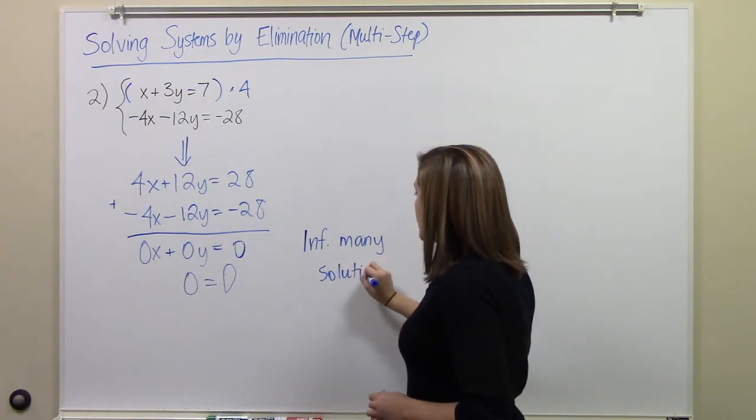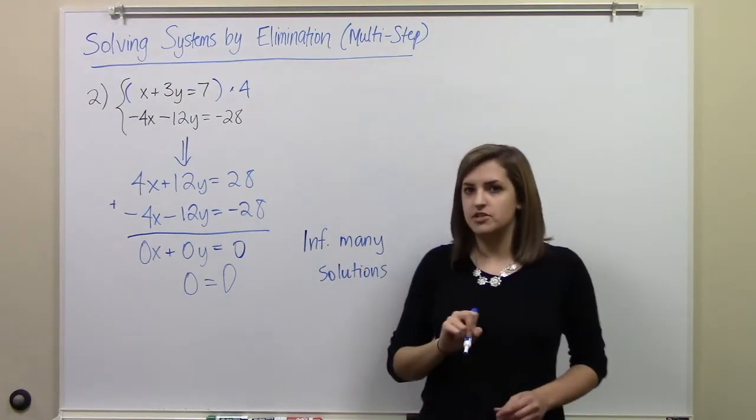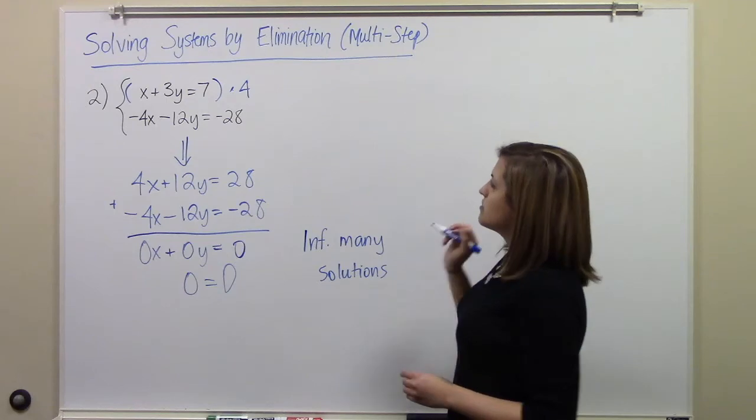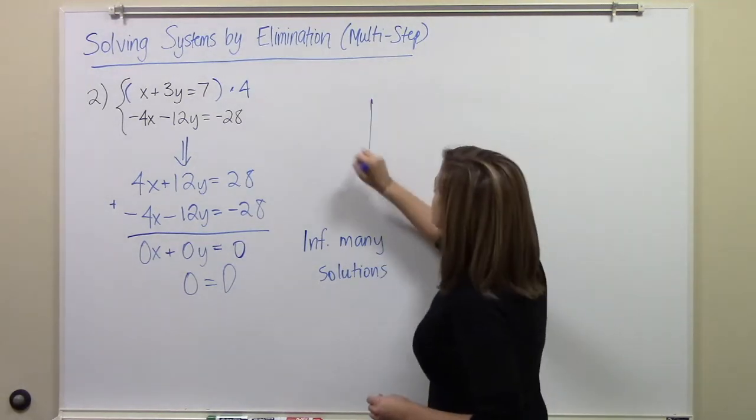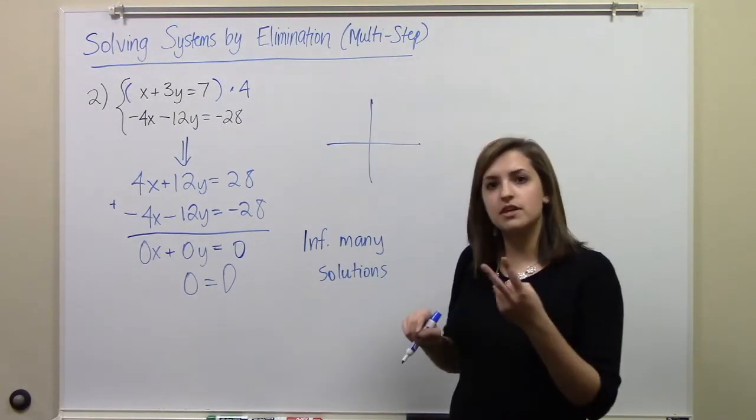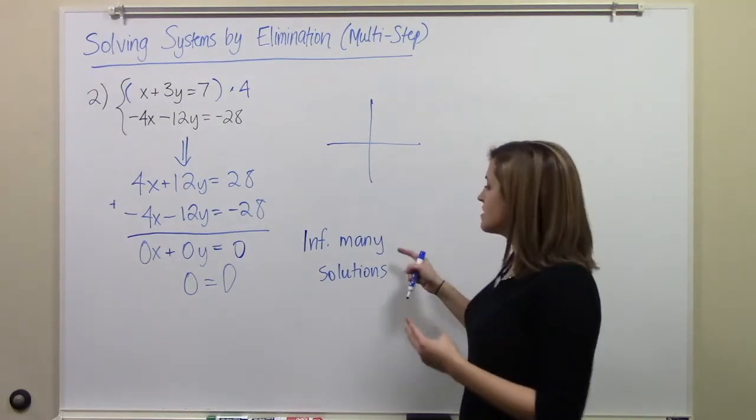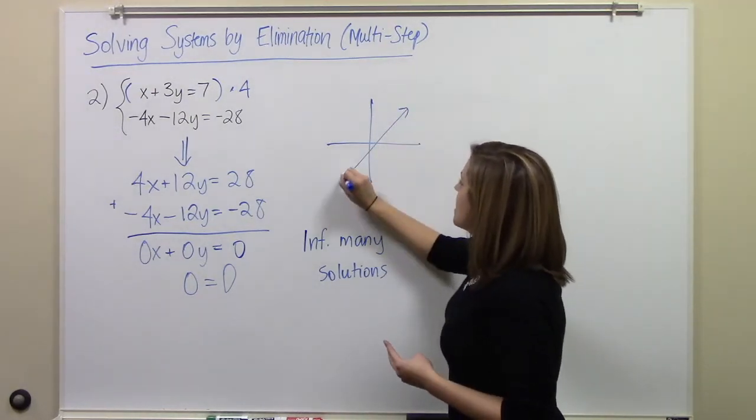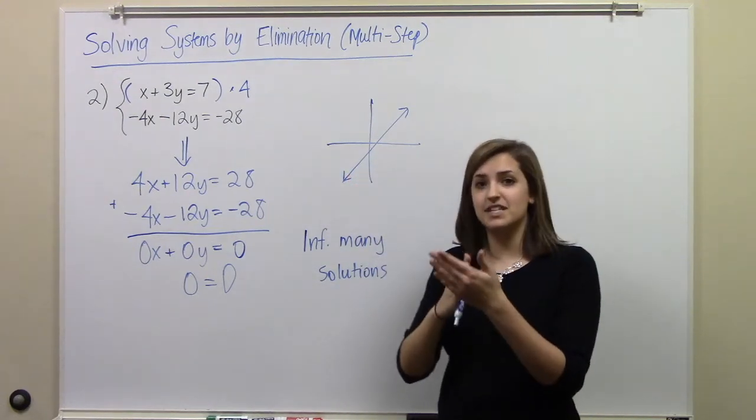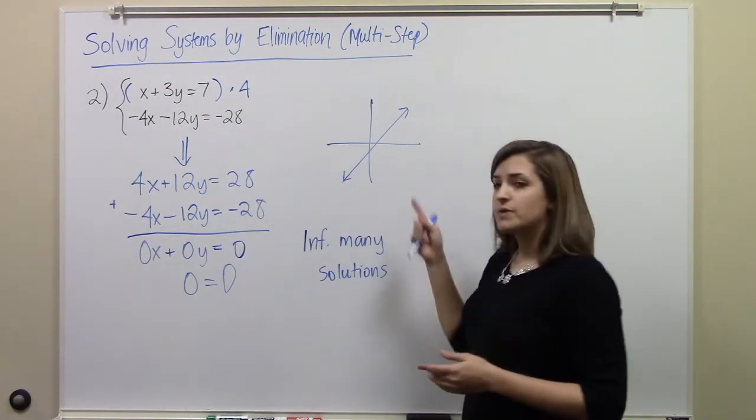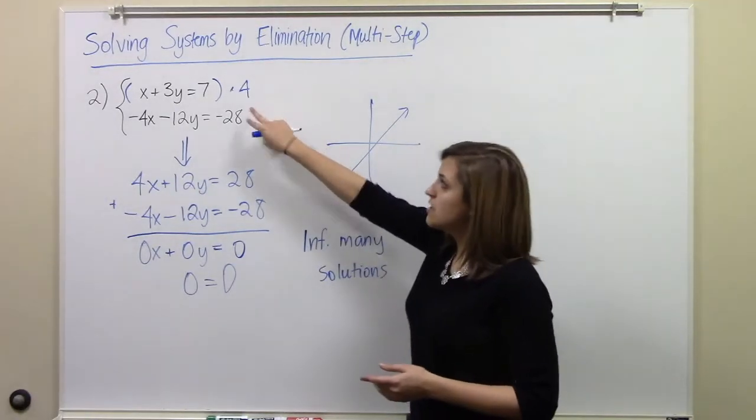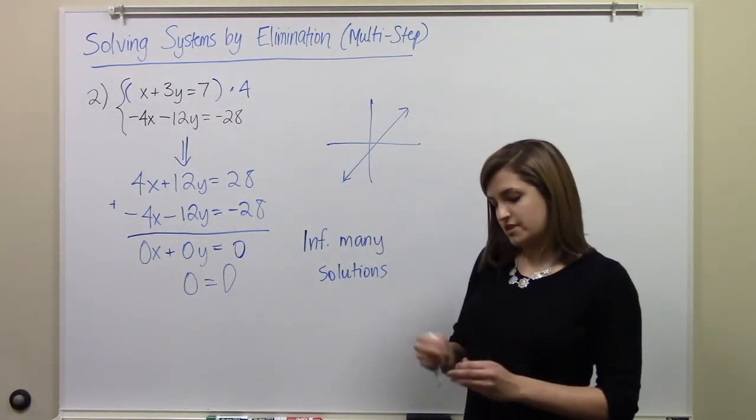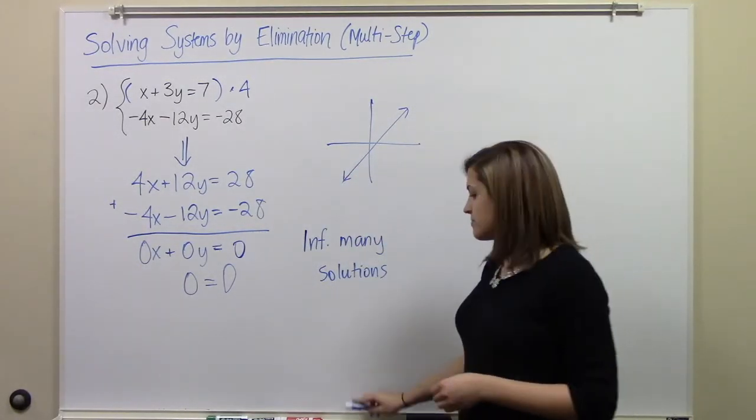Now, if you remember back to when we graphed equations and found their solutions, you'll remember that when we graphed lines, if two equations had infinitely many solutions, they ended up being the same line. They had points that fell on the exact same line as each other. So that's what we have here. If we were to graph these two, we'd find that they are indeed the same line. All right, let's do an example with a slightly different outcome.